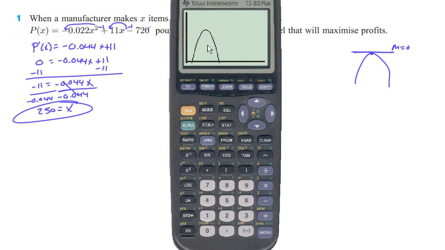So all we've got to do there is just find the max, right? So second trace, find the maximum, number 4. And then it says left bound. Let's see. Right now we're at 500, which is over here.